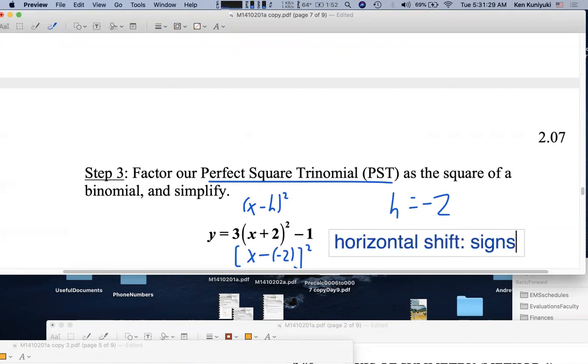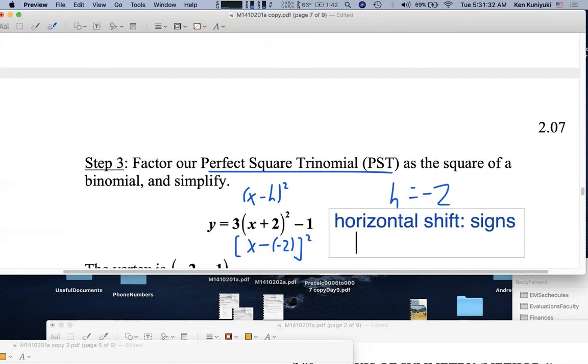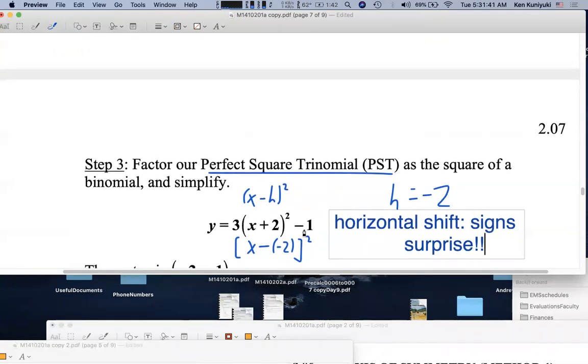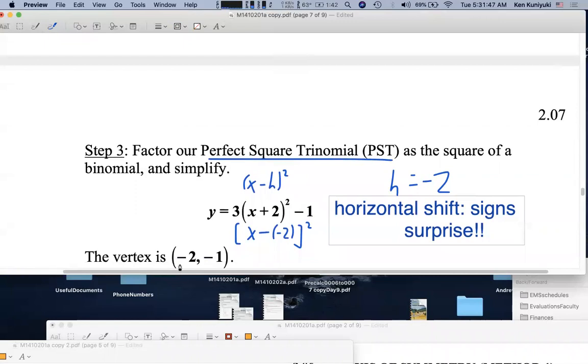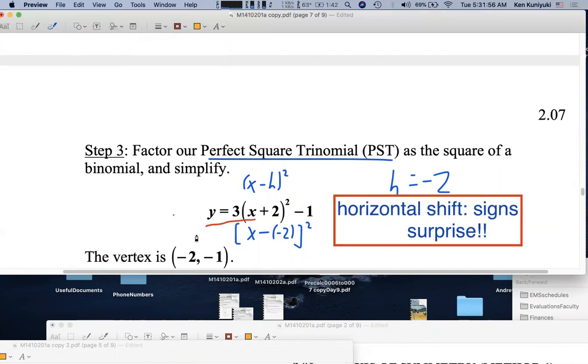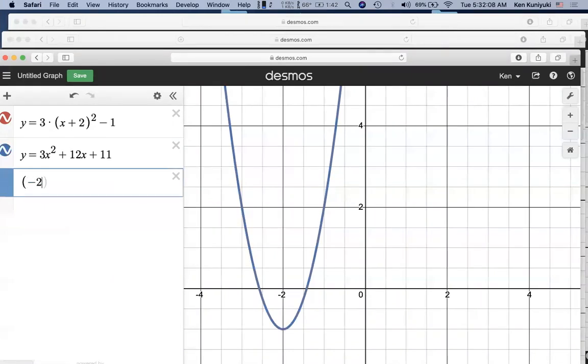Horizontal shifting, the signs surprise. h is negative 2, not positive 2. You're doing a shift left by 2 units. k, however, you just grab the negative 1. You're moving down 1 unit. The vertical shift is very straightforward. So the new vertex will be at negative 2, comma negative 1. Remember, there is a sign flip from here to here to get the x-coordinate, h, but there is no sign flip for k, the y-coordinate. So watch out. Again, here on the graph, you can see negative 2, comma negative 1 is in fact the vertex.